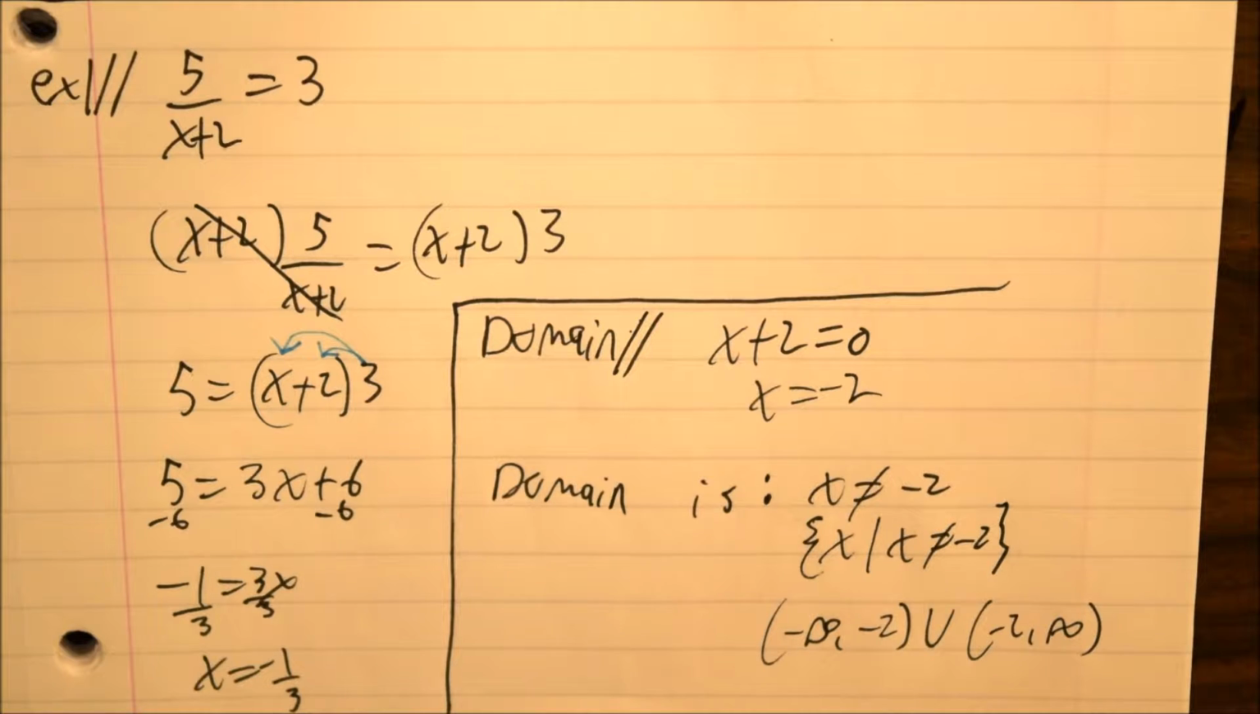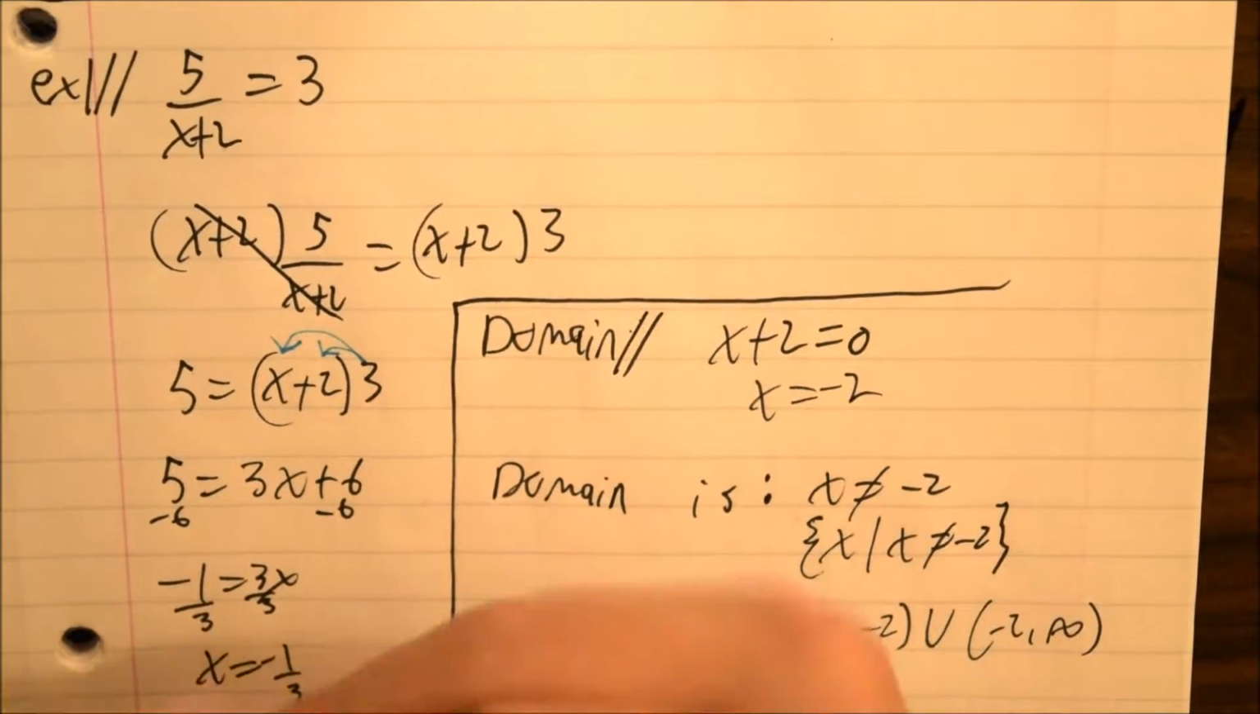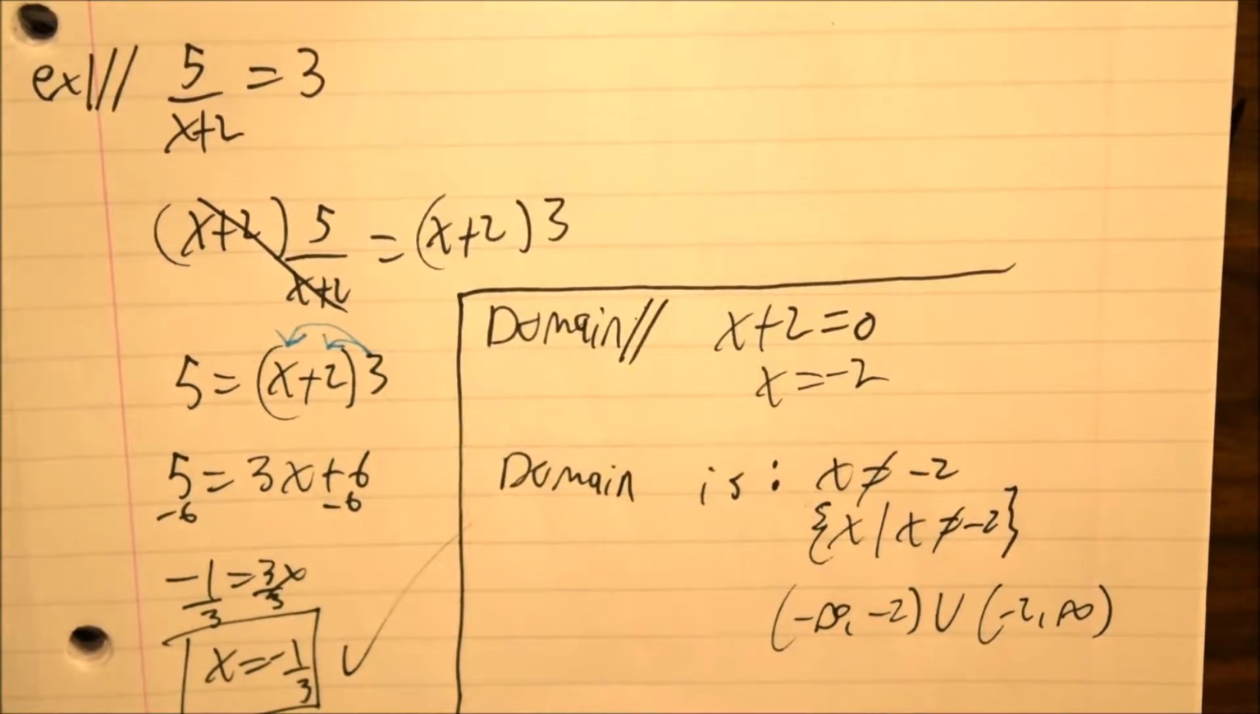Now I have to check my solution and see if it's in the domain. Well, my solution is x equals negative 1/3, and this is indeed in the domain of my equation, right? The only value that wouldn't work here is negative 2. So x equals negative 1/3 is my answer, and I checked it. It's in the domain. Okay, now let's look at another one. Example 2.